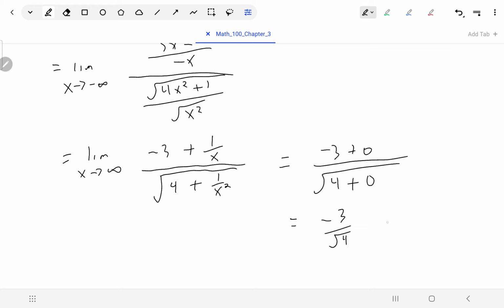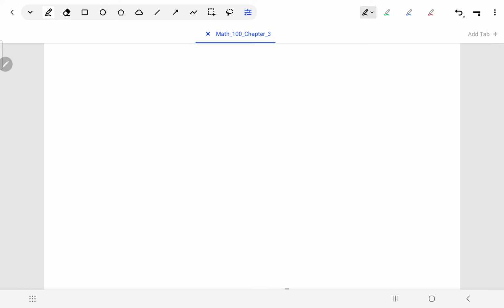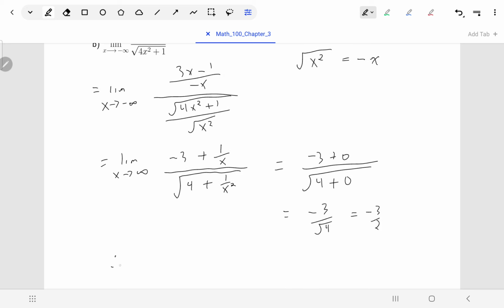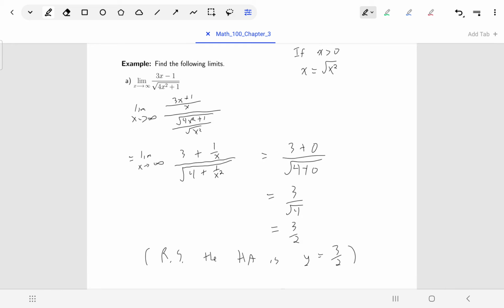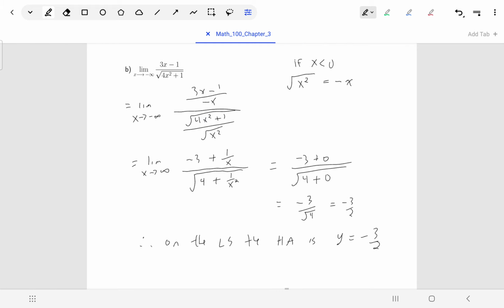And this time, the limit is negative 3 over root of 4, or negative 3/2, which means that on the left side, the horizontal asymptote is y equals negative 3/2. So this is an example of a function where we have two different horizontal asymptotes. We had a horizontal asymptote on the right, and it was positive 3/2. And we also have a horizontal asymptote on the left, and it's negative 3/2.